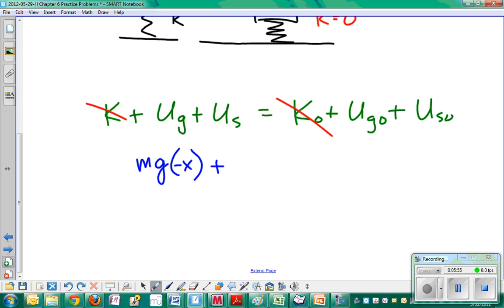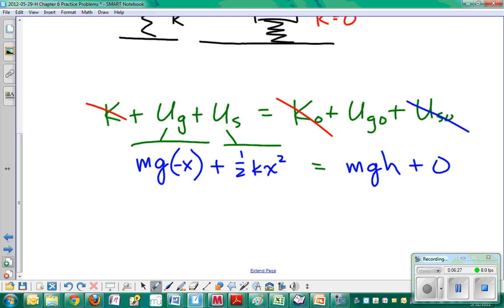You guys remember what our relationship is with the spring constant? 1/2 kx squared. So this is the gravitational energy, and this is the spring energy. All right, at the top, what was the gravitational energy? mgh. What was the spring energy? The spring energy was 0, right? Because the spring was uncompressed. So this is what our expression is going to look like.